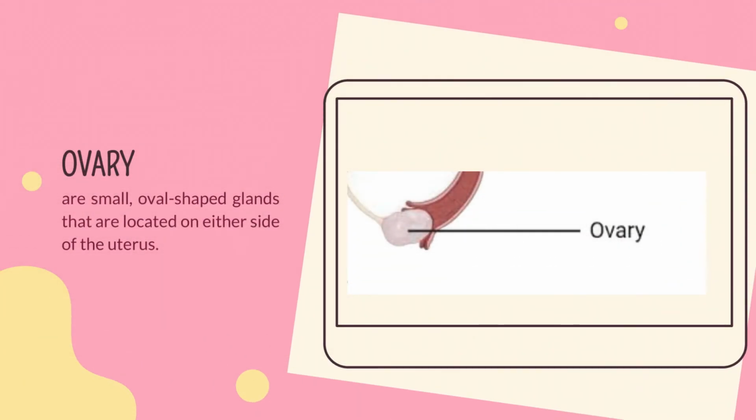And lastly, the ovaries, which are also known as the female gonads. The ovaries are also called womb. They are small, oval-shaped glands that are located on either side of the uterus. The ovaries have 2 main reproductive functions in the body.